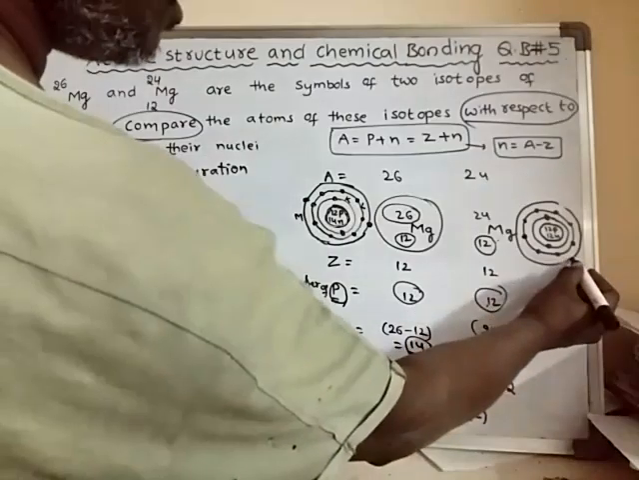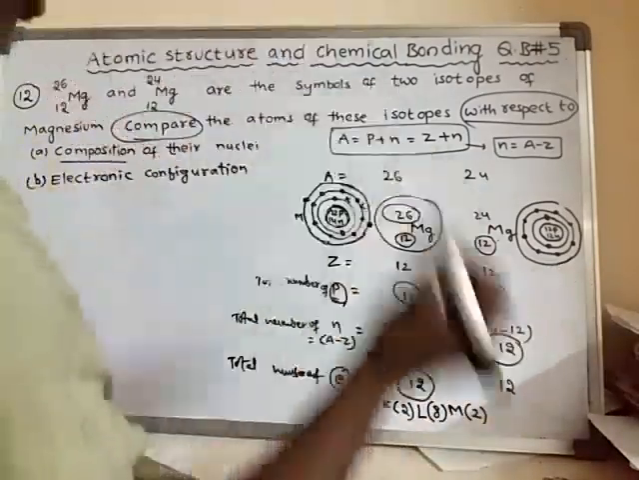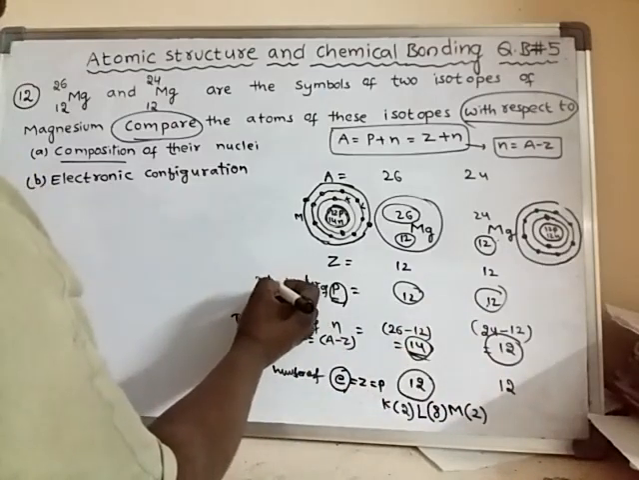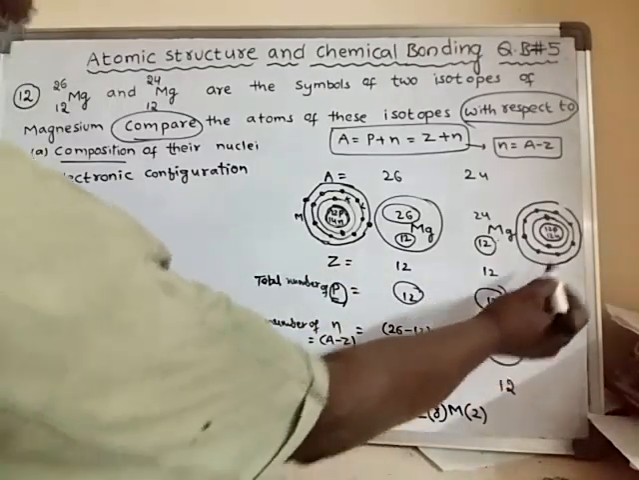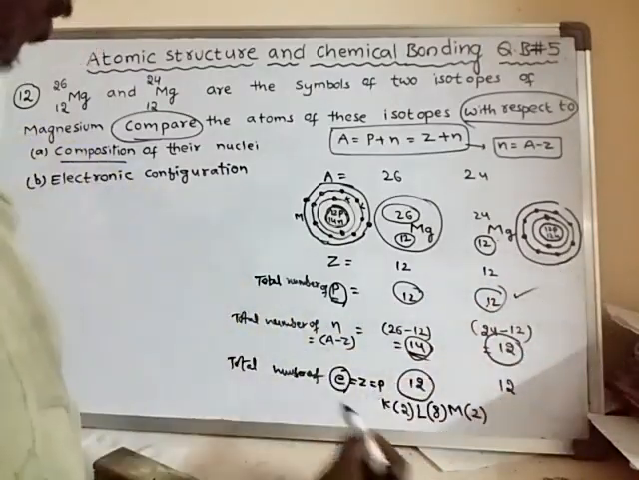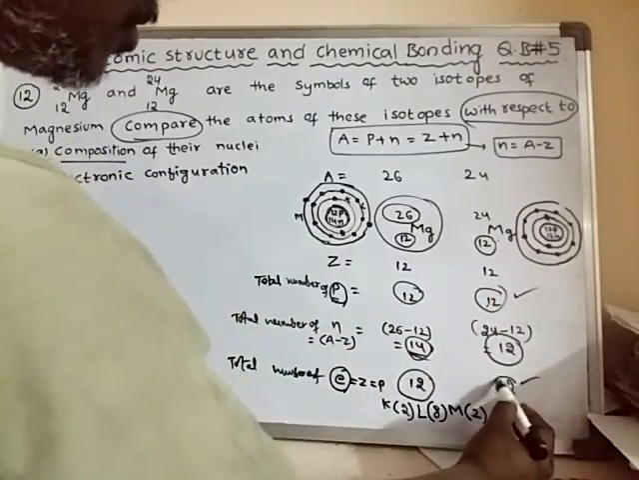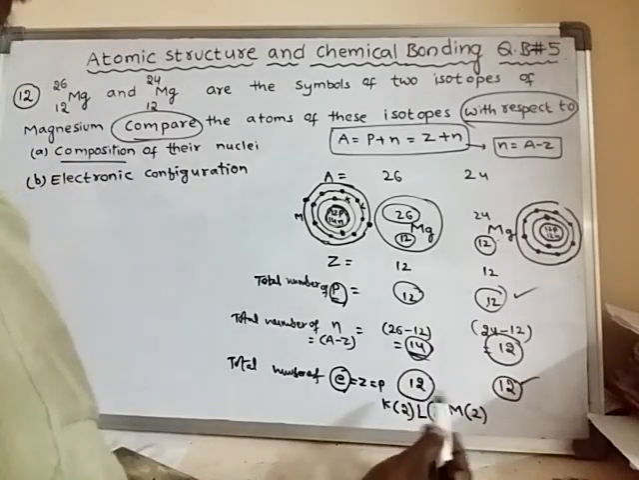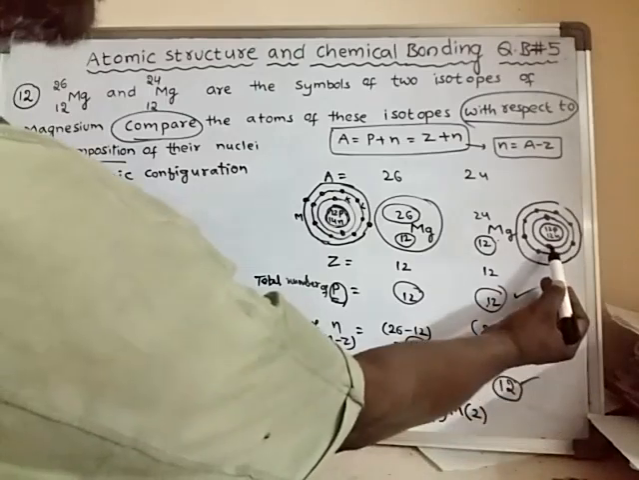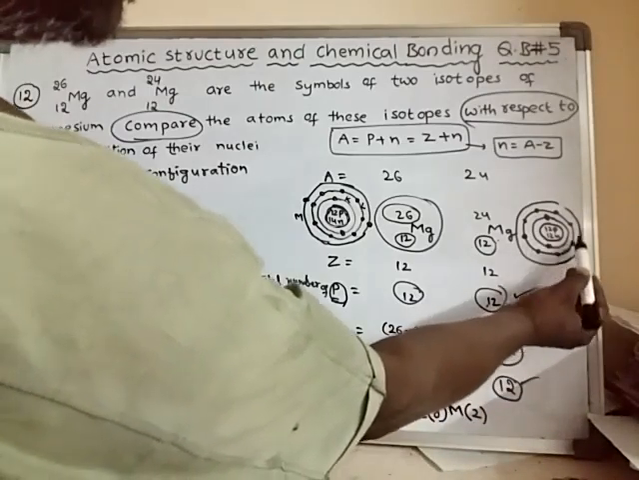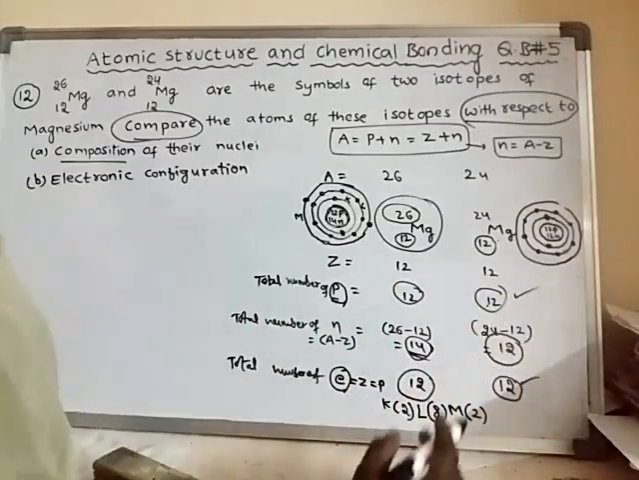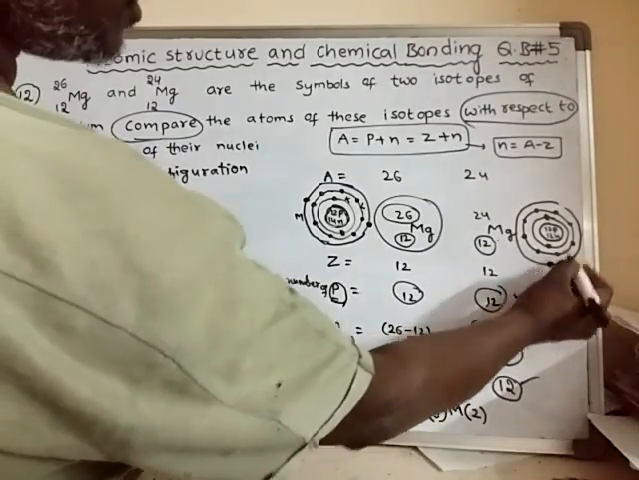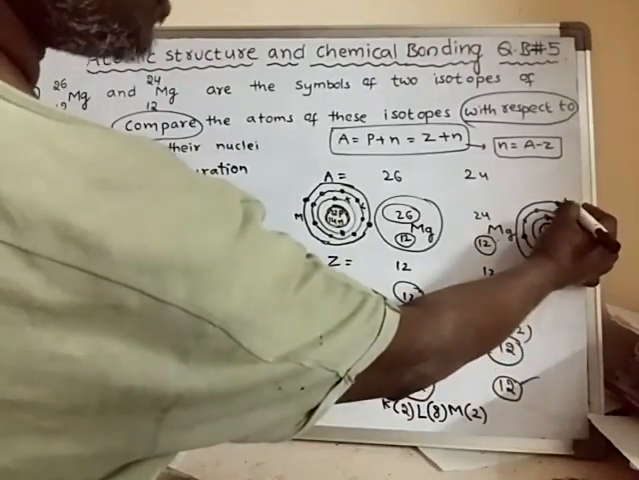Now how many electrons are left over? Only 2 electrons are left over. As it is a neutral atom, the total number of protons should be equal to the total number of electrons. So how many electrons are there? Only 12 electrons. Out of 12 electrons, the first orbit contains 2 electrons, the second orbit contains 8 electrons. So 10 electrons are arranged. 2 more electrons are to be arranged, so they are arranged in the third orbit. The third orbit means the M shell.